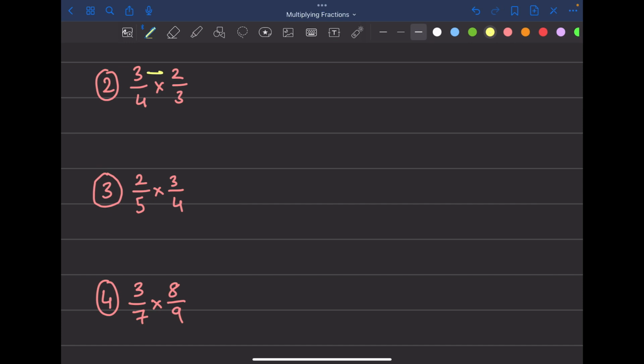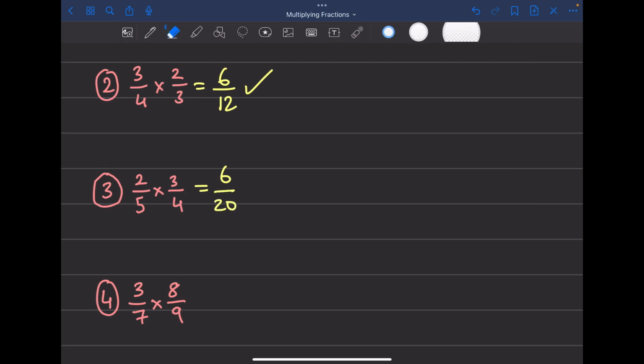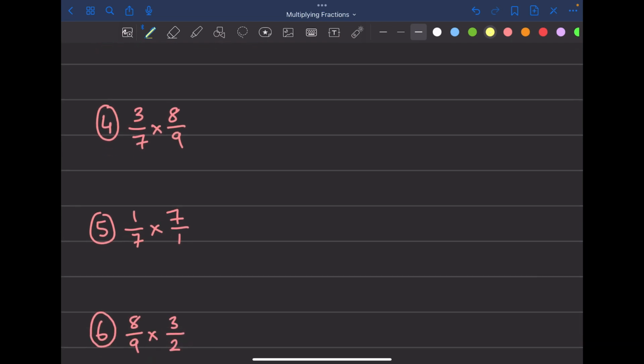Question number 2, 2 times 3 is 6. And for the denominators, 4 times 3 is 12. That's it. We are done once again. Super easy. All you have to do is just multiply. Question number 3, 2 times 3 is 6. 5 times 4 is 20. So we are done once again. Question number 4, 3 times 8 is 24. So let's write that down as the numerator of the answer, 24. And then for the denominators, 7 times 9 is 63. Once again, we are done.